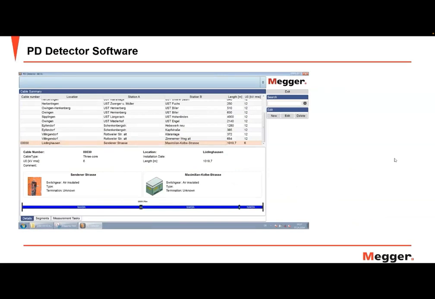Now here we have an example of the PD detector software. And really what I wanted to do here was just step you through the software for doing a partial discharge measurement, just give you a visualization of what may happen.